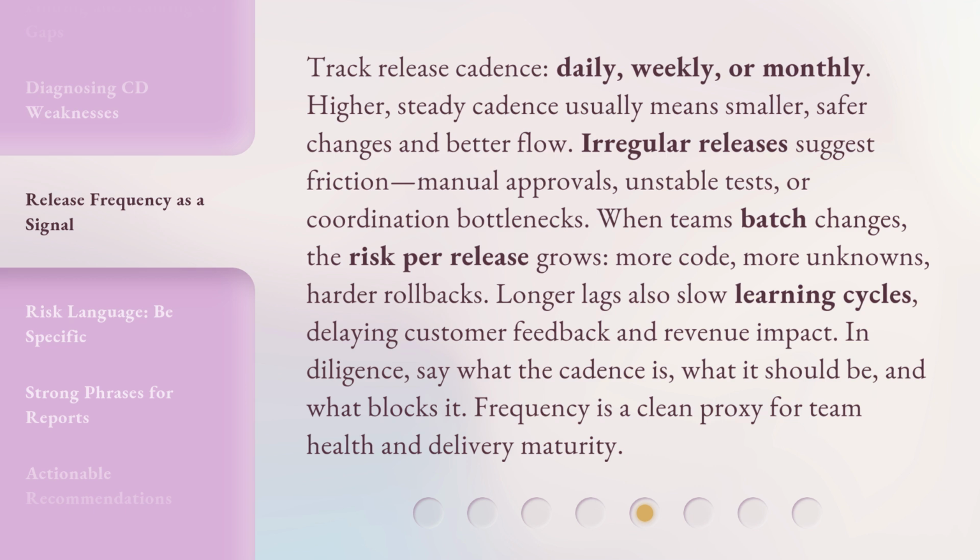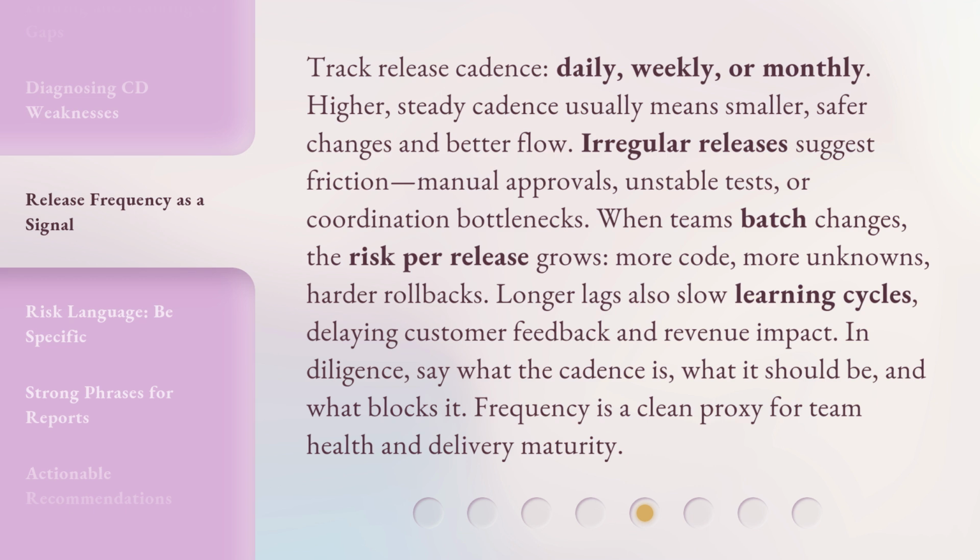Track release cadence. Daily, weekly, or monthly. Higher steady cadence usually means smaller, safer changes and better flow. Irregular releases suggest friction, manual approvals, unstable tests, or coordination bottlenecks.